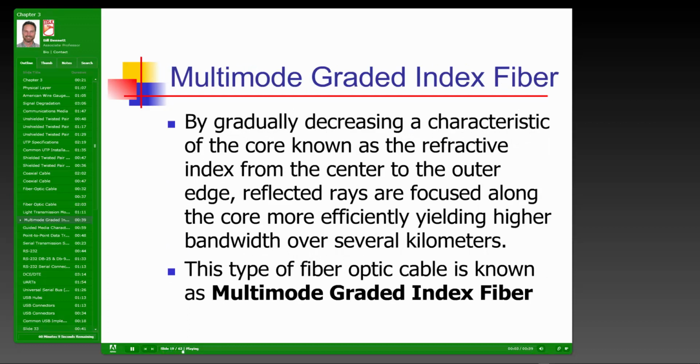One of your higher grade multi-mode cables is multi-mode graded index fiber. In this type of cable, they decrease the refractive characteristic of the core. And so the reflected rays are focused along the core more efficiently, so you don't get as much distortion occurring, so you get higher bandwidth, and it can travel a little bit greater distance. So again, this is a higher grade of fiber optic cable, and it's known as multi-mode graded index fiber.